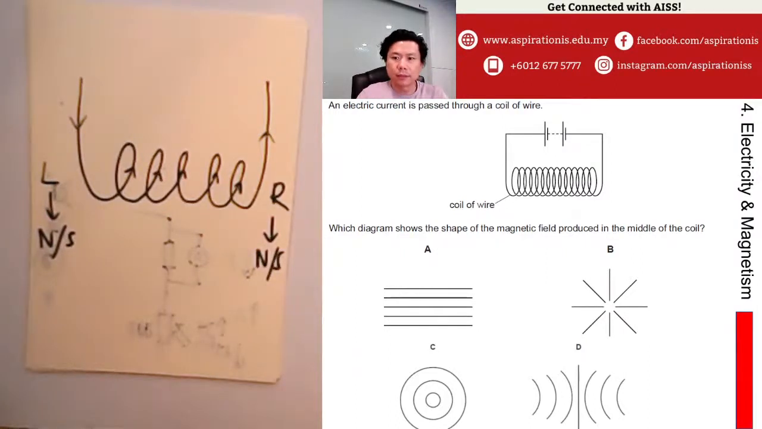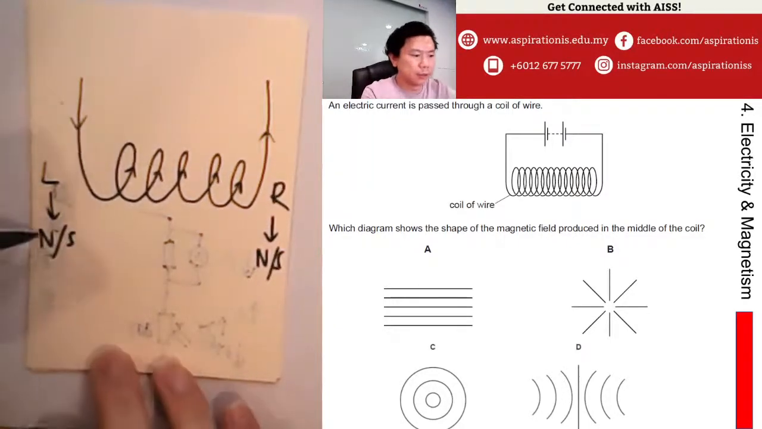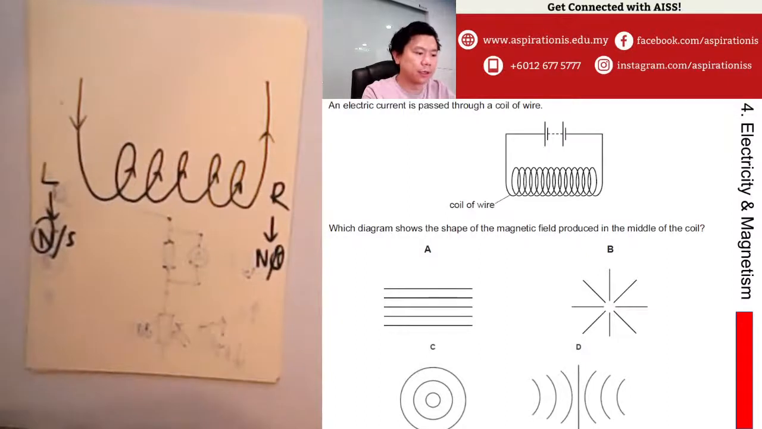Okay, yes. Left is north, yeah. What rule? No, Angsin. Right is no. Yeah, but you got Angsin, you got the right rule, but you got the wrong direction, yeah. So it's north and south here. So we use the right hand grip rule.